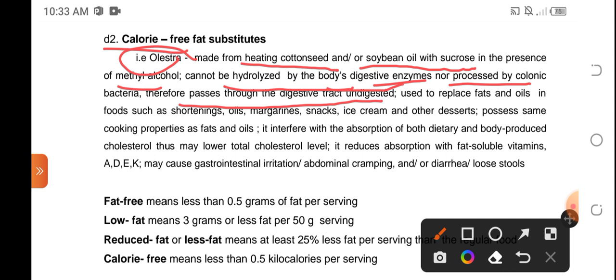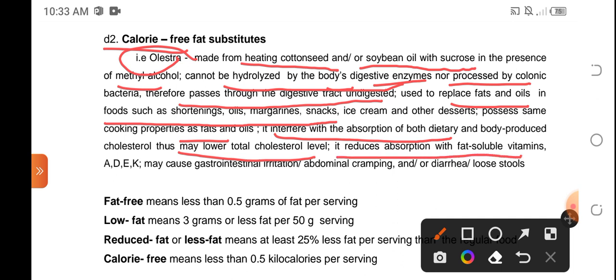So this is used to replace fats and oils in foods such as shortenings, oil, margarine, snacks, ice cream, and other desserts. Olestra possess same properties as fats and oil, but it could interfere in the absorption of both dietary and body-produced cholesterol, thus may lower the total cholesterol level. However, it also reduces absorption of fat-soluble vitamins. So it may cause also gastrointestinal irritation and abdominal cramping, diarrhea, or loose stool. Okay? Kasi hindi natin siya kayang i-digest. Okay? So our body enzymes and our colonic bacteria could not synthesize this product Olestra.